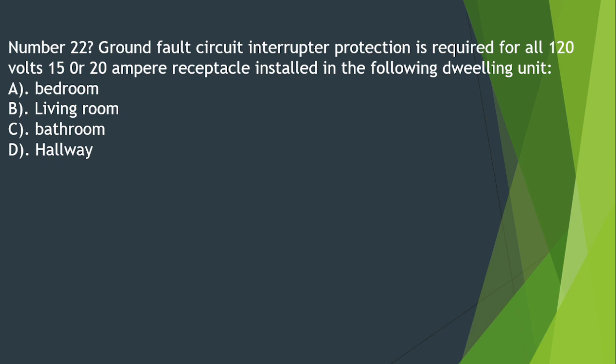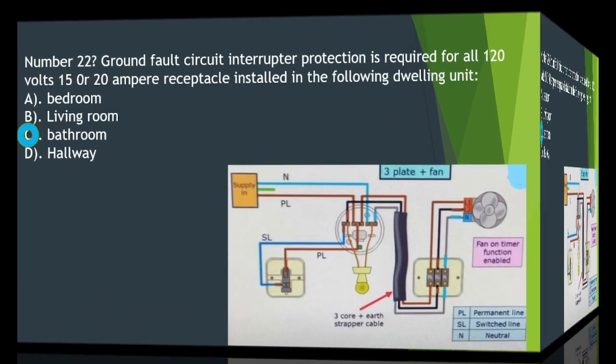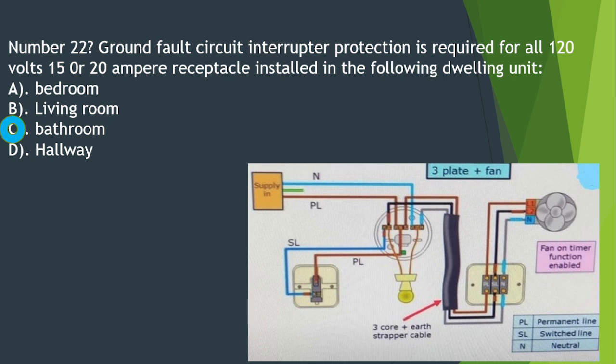Number 22. Ground fault circuit interrupter protection is required for all 120 volts, 15 or 20 ampere receptacles installed in the following dwelling unit: A. Bedroom, B. Living room, C. Bathroom, D. Hallway. The answer is C. Bathroom.